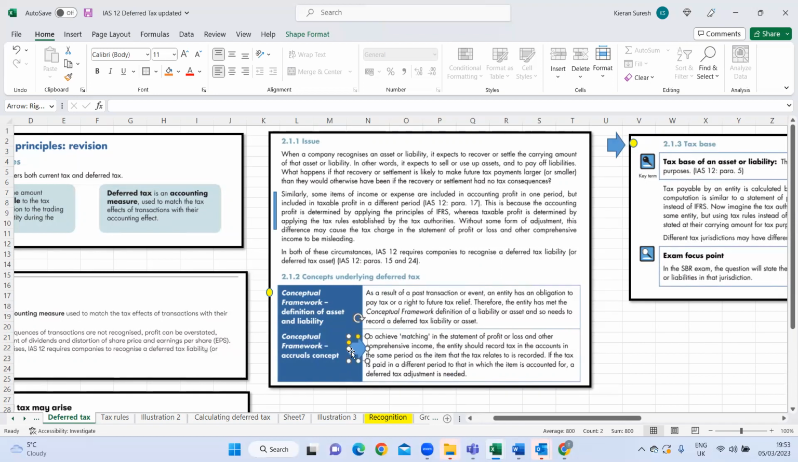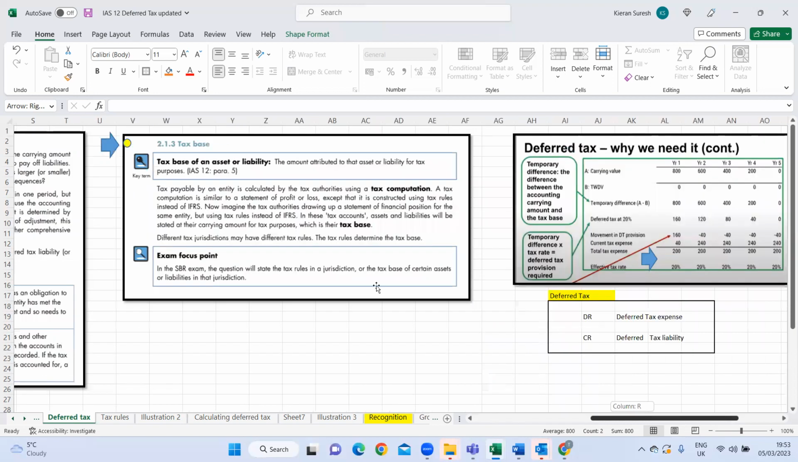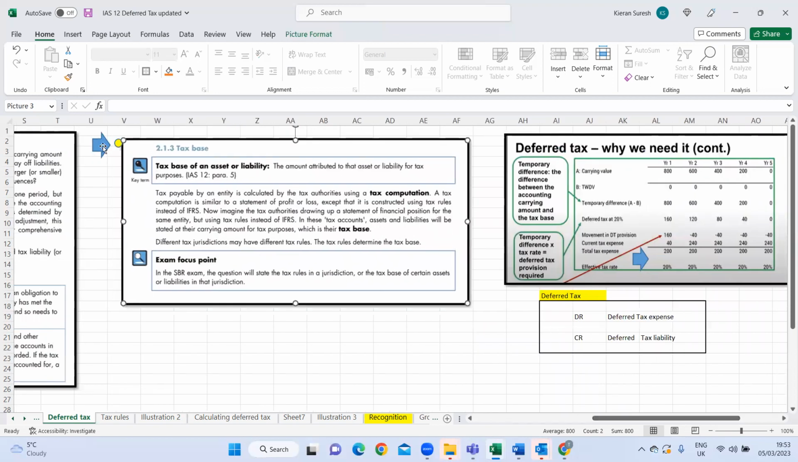Accrual concept is where, according to the conceptual framework, expenses for that particular period need to be matched against the revenue made for that particular period, right? So that again matches with the deferred tax. We are trying to remove that mismatch between the accounting and the tax measures. And then, as I pointed out, we know how to calculate the deferred tax.